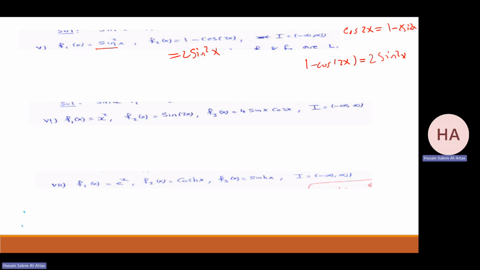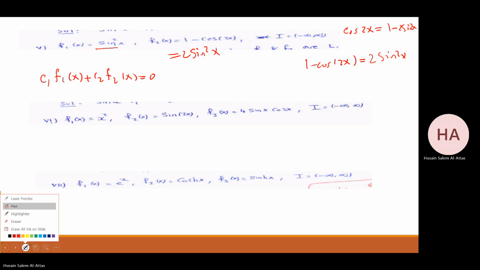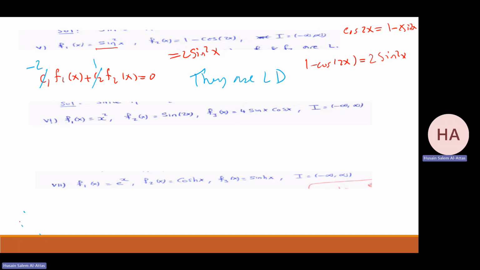Or if I do that C1, C2, I have C1 F1 of x plus C2 F2 of x equals 0. Yes, I can do this. How? By selecting this C2 to be 1 and this C1 to be minus 2. So I have minus 2 sine squared plus 2 sine squared. That will be 0. It means they are linearly dependent.